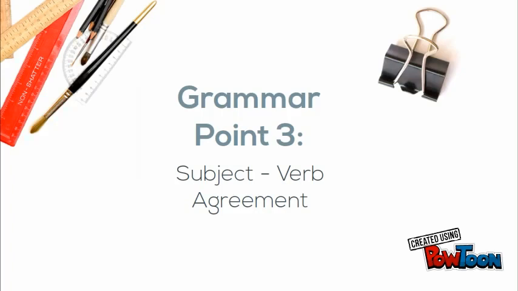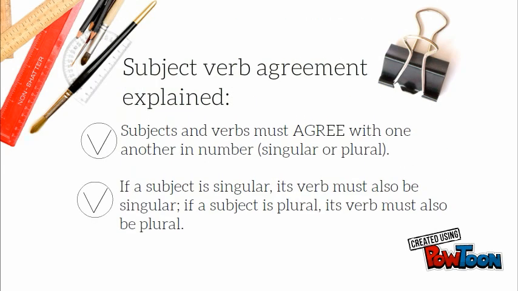Today we're going to talk about our third grammar point, subject-verb agreement. So to continue from our last lesson, subject-verb agreement is when the subject of the sentence and the verb agree with one another. So if the subject is singular, the verb must also be in the singular form. And if the subject is plural, the verb is in a plural form.